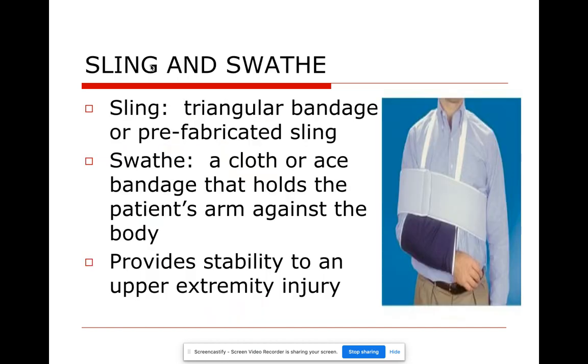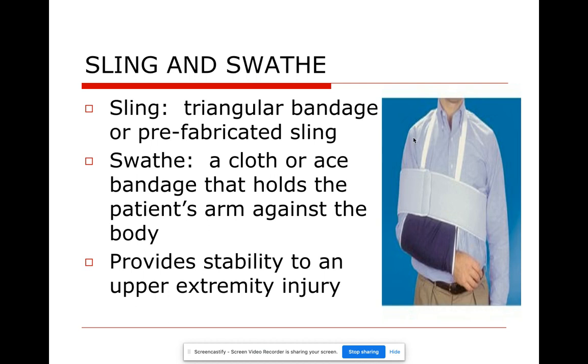So next thing is a sling and a swath. A sling is a triangular bandage or prefabricated sling, and a swath is a cloth or ace bandage that holds the patient's arm against the body. So we can see here the darker blue would be the sling, and this fabric going around his body would be the swath. This is going to provide stability to an upper extremity injury.